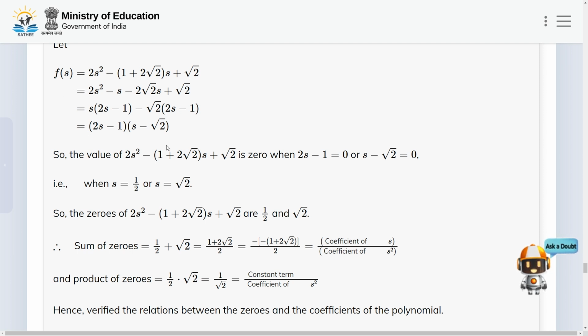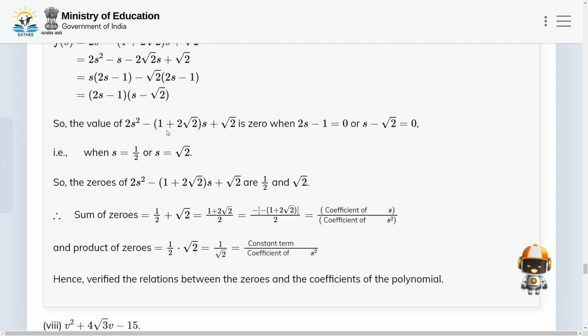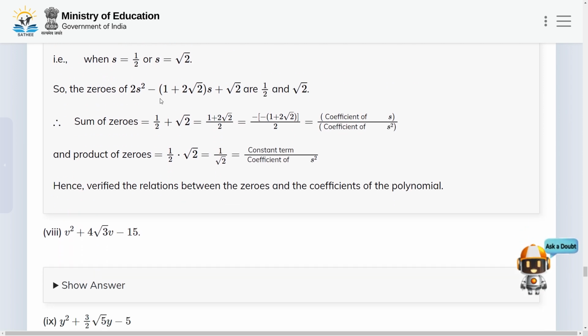So the value of 2s² - (1 + 2√2)s + √2 is 0 when 2s - 1 = 0 or s - √2 = 0. That is when s = 1/2 or s = √2. So the zeros of 2s² - (1 + 2√2)s + √2 are 1/2 and √2.